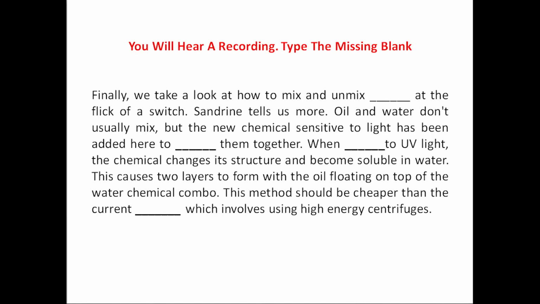Finally, we take a look at how to mix and unmix liquids at the flick of a switch. Sandrine tells us more. Oil and water don't usually mix, but a new chemical sensitive to light has been added here to blend them together. When exposed to UV light, the chemical changes its structure and becomes soluble in water. This causes two layers to form, with the oil floating on top of the water-chemical combo. This method should be cheaper than the current alternative, which involves using high-energy centrifuges.